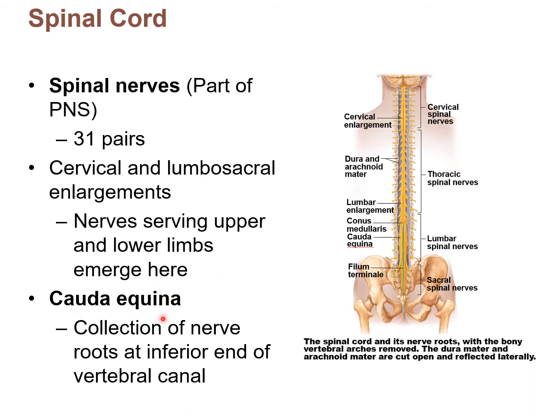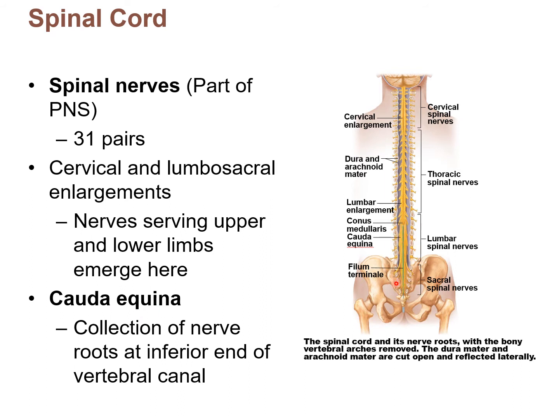The cauda equina is a collection of nerves. Remember we said the spinal cord ends right here at the conus medullaris, and all these nerves, not the green filum terminale, but all these yellow nerves that are hanging down, well, these are nerves. So if it's nerves, this is the peripheral nervous system. We call these nerves that hang down from the conus medullaris the cauda equina, which means horse's tail. Equina is horse, cauda is tail, and I guess it kind of looks like a horse's tail.